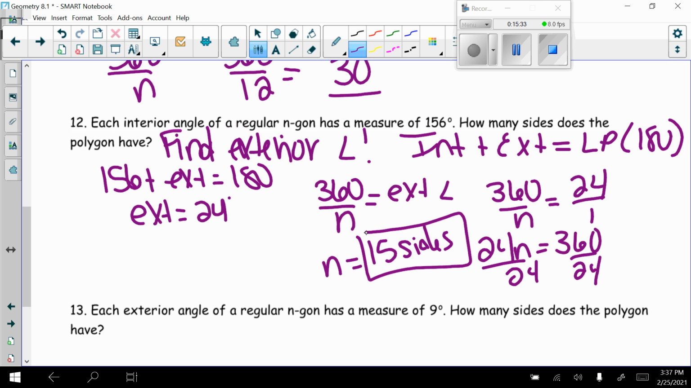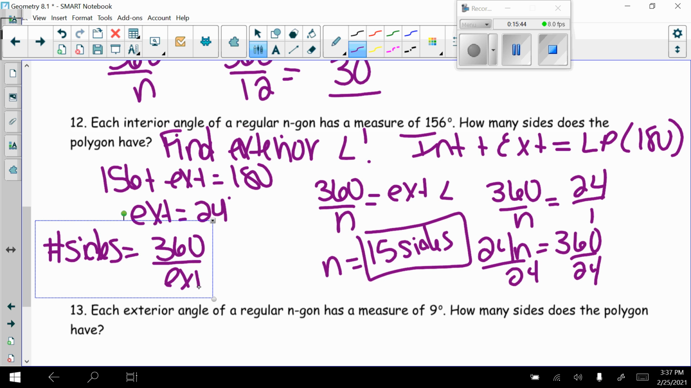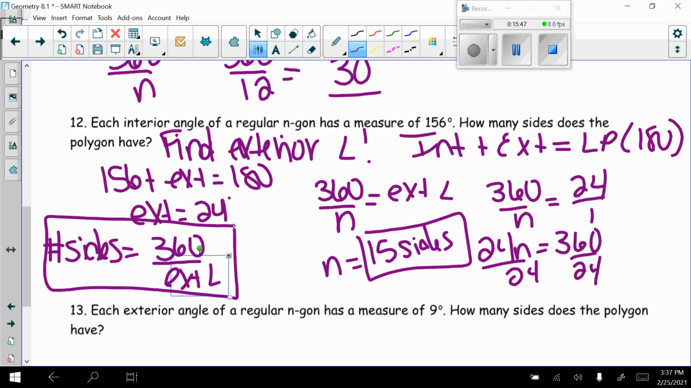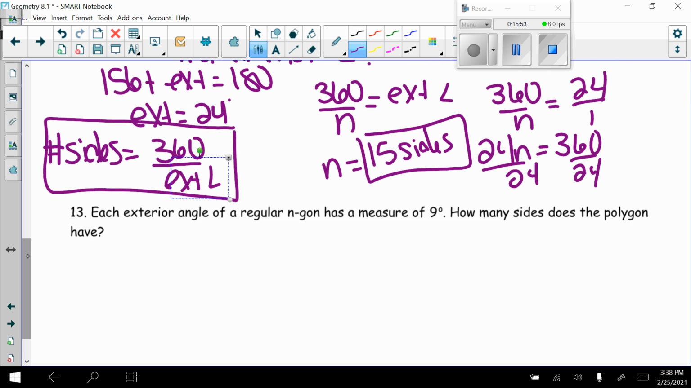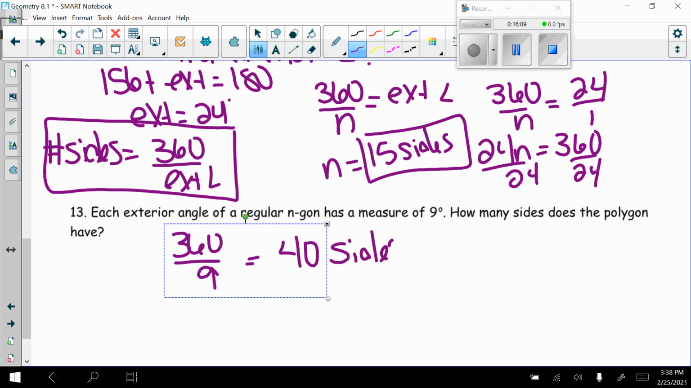And what we have actually done is created a new formula that we can learn. This new formula says that the number of sides is equal to 360 divided by the exterior angle. So we want to know that one as well. And so we're going to use that for number 13. Number 13 says each exterior angle of a regular polygon has a measure of 9 degrees. How many sides does the polygon have? So we're going to use that formula we just came up with. So 360 divided by 9 is equal to 40. So this polygon has 40 sides. It would be known as a 40gon.